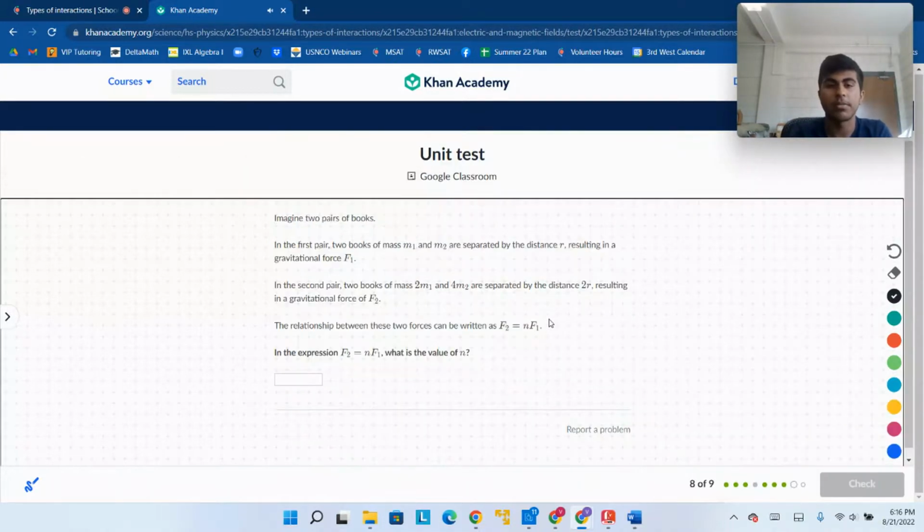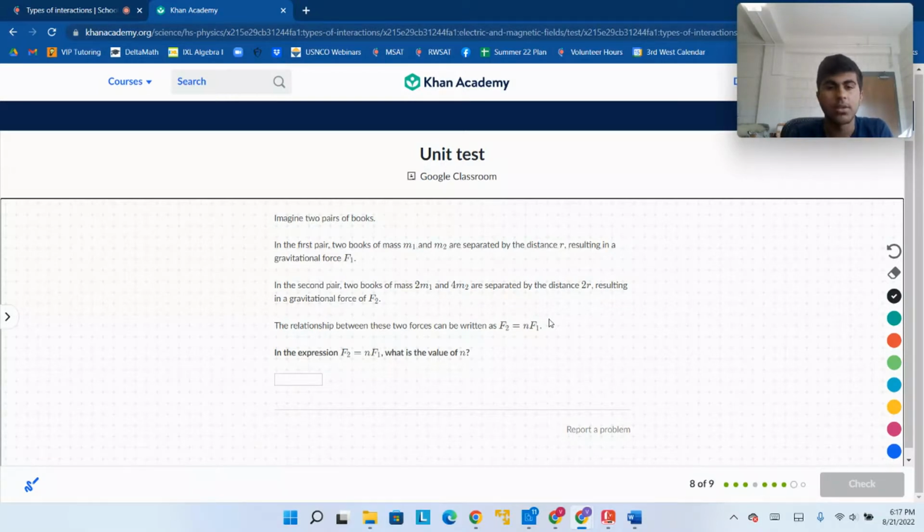Let's keep going. Imagine two pairs of books. In the first pair, two books of mass m1 and m2 are separated by the distance r, resulting in the gravitational force F1. In the second pair, two books of mass 2m1 and 4m2 are separated by the distance 2r, resulting in a gravitational force of F2. The relationship between these two forces can be written as F2 equals nF1. In the expression F2 equals nF1, what is the value of n?